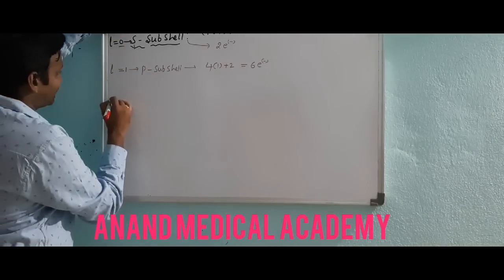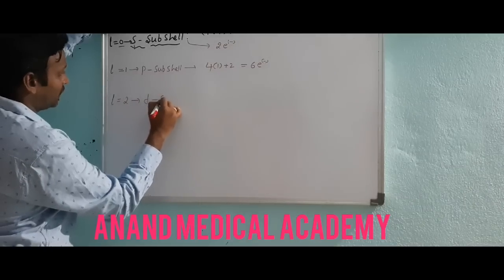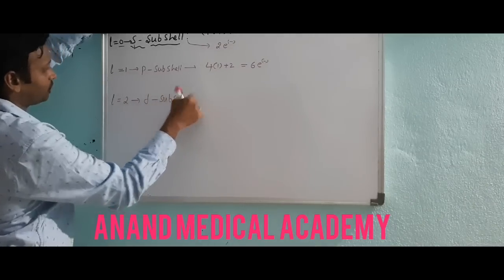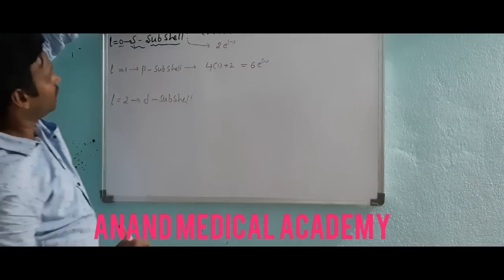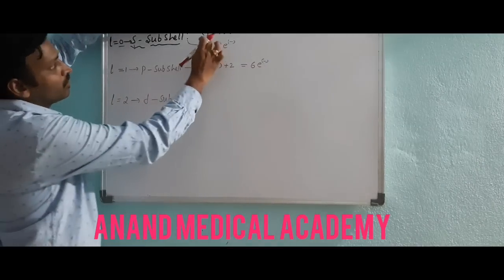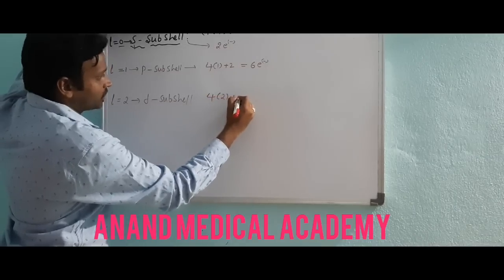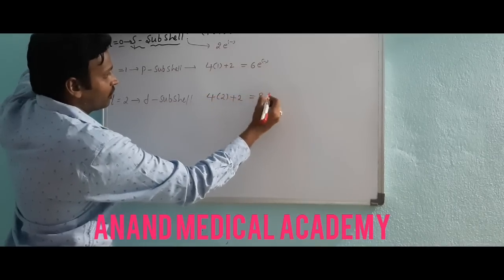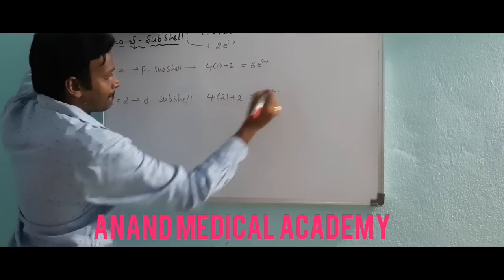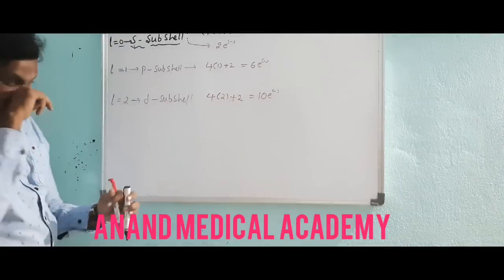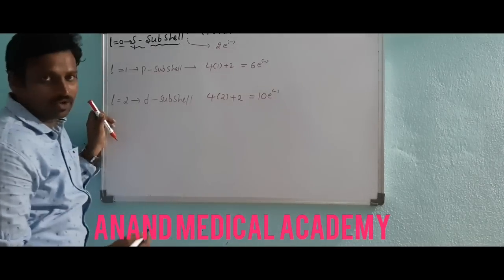L is equal to 2, that is D subshell. How many electrons are present in D subshell? 4L plus 2, so 4 into 2 plus 2. That means you have 10 electrons. In D subshell, the maximum is 10 electrons.